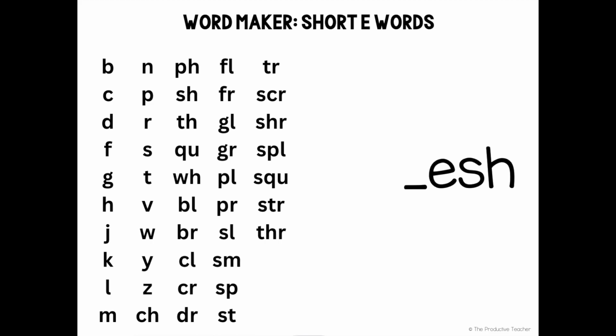Today we're going to play the word maker game with the esh word family. One-syllable words can have an onset, that's the letter or letters that come before the vowel in a word, and a rime, that's the vowel and any letters that come after it. Words in the same word family have the same rime, but their onsets can be different. We're going to combine onsets and the esh rime to make different words.